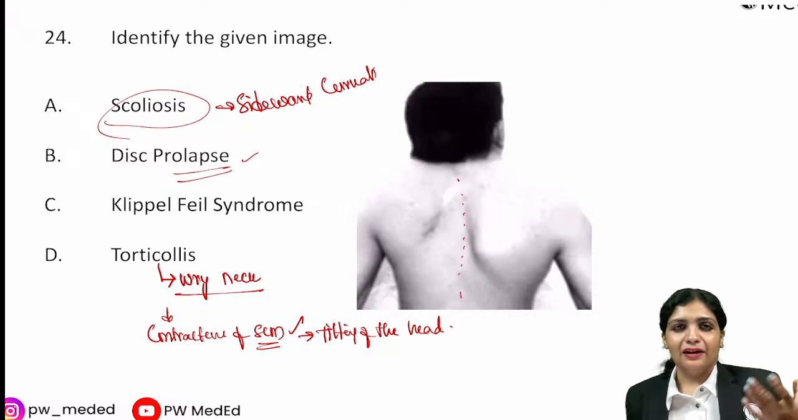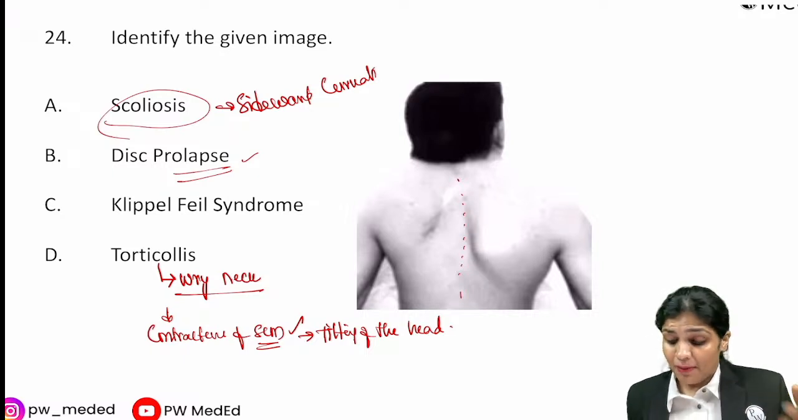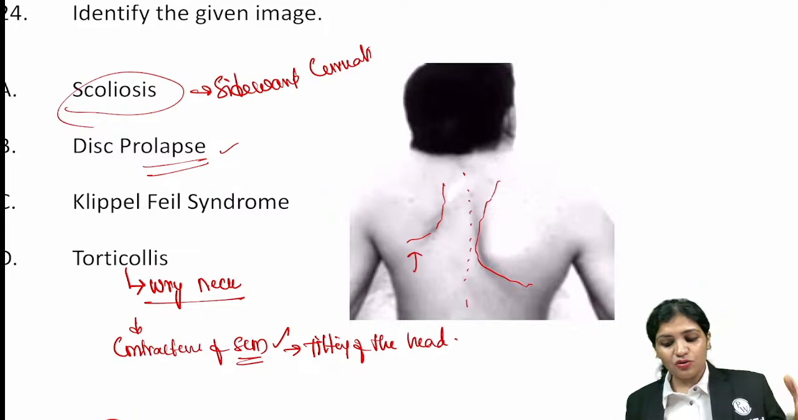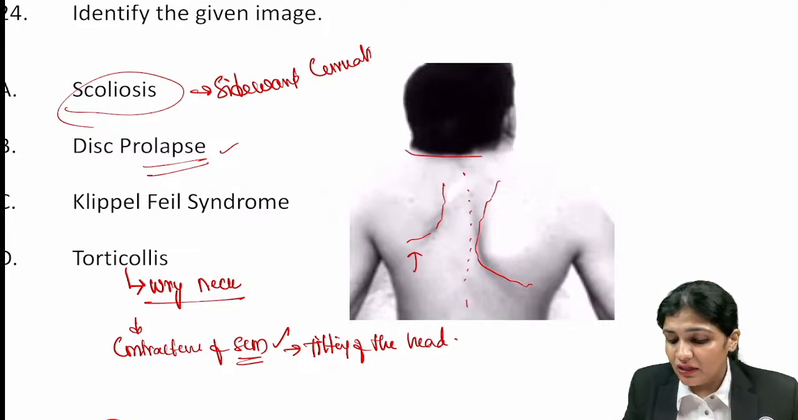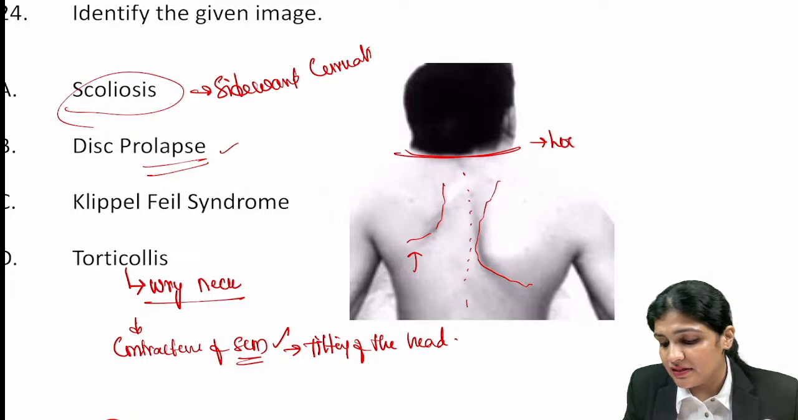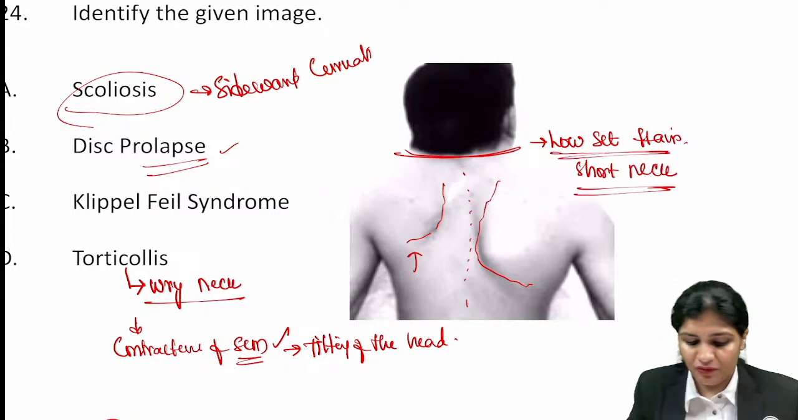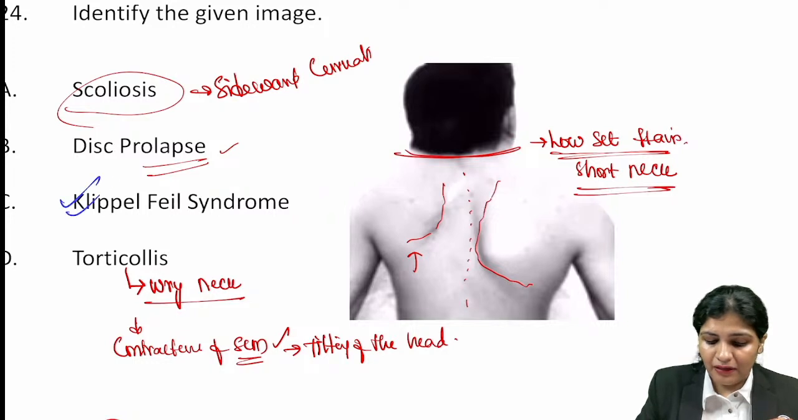You need to get an MRI to tell what is a disc prolapse. But what you see on this image is there is a scapula which is present here, and this is the scapula. So there is somewhat upward migration of one scapula, and you see the low set hair, right? Low set hair, and there is a short neck. So these two go in favor of your Klippel-Feil syndrome.